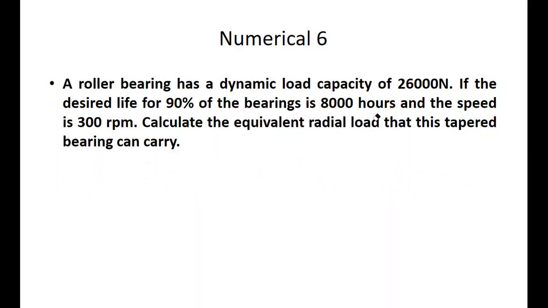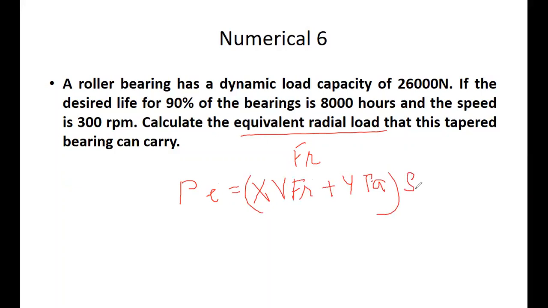This time we have to calculate the equivalent radial load, which is FR. Again, see guys, our formula is PE is equal to (X V FR plus Y FA) into our load application factor or service factor S. Since they have told us to find the equivalent radial load and nothing is mentioned about axial load, this whole factor will become 0. They have mentioned nothing about our load condition, whether it is shock load, no shock load, or mild load, so we will assume no shock load condition. So we will assume S as 1.